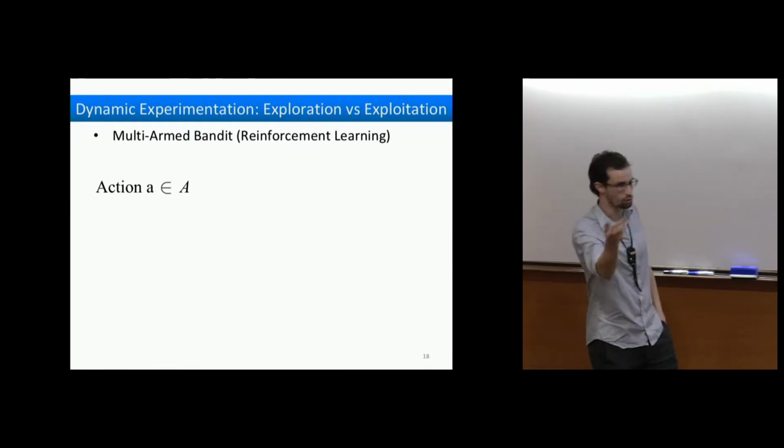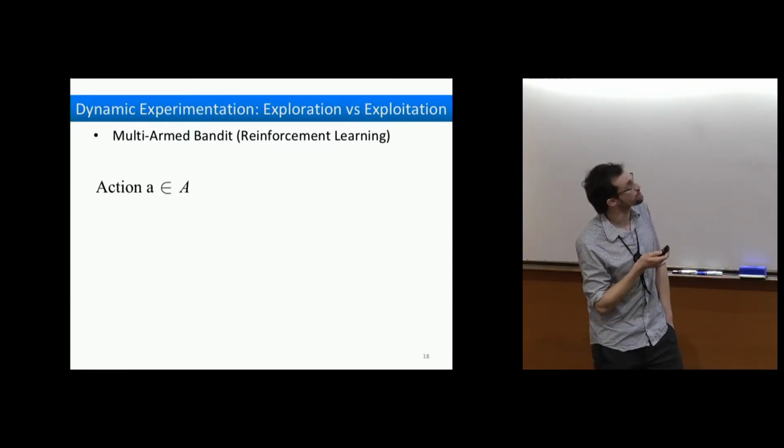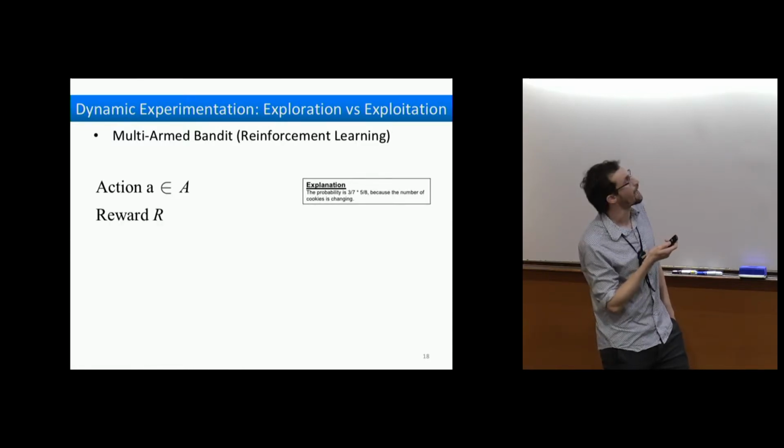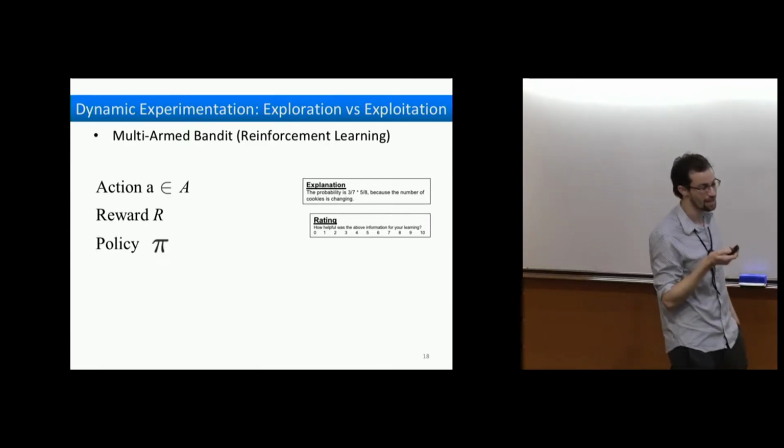And I'll say what it is just to over-explain. I'm sure a lot of you know. But basically, in a bandit, you have a set of actions. In this case, they're the explanations. And we want to optimize a reward. In this case, reward is a rating from 0 to 10 of how helpful an explanation is. So we now need a policy.